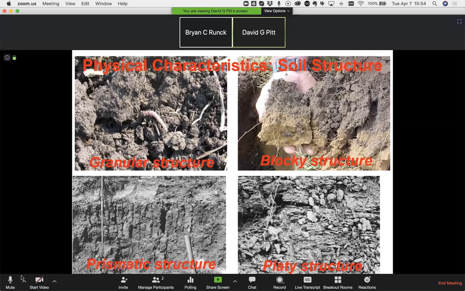We see here pictures of 4 different types of soil structure. In the upper left, we see a granular structure, a blocky structure on the right, kind of a rectilinear block. In the lower left, we see a prismatic soil structure and then a platy soil structure on the lower right, basically a series of horizontal plates within the soil itself.